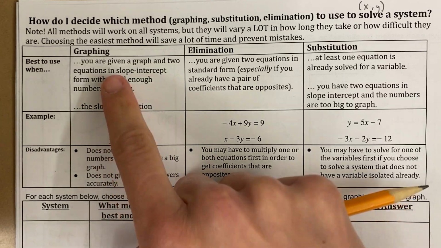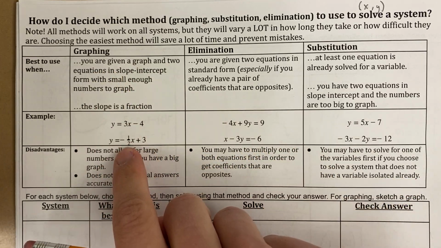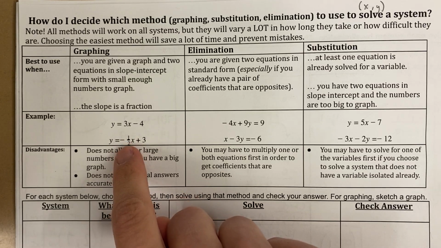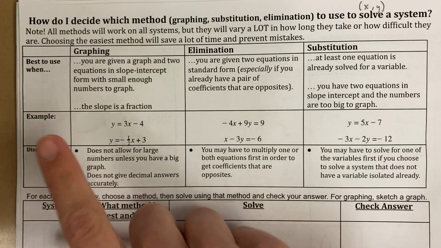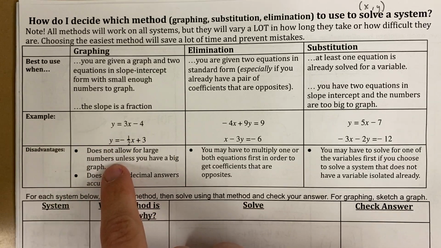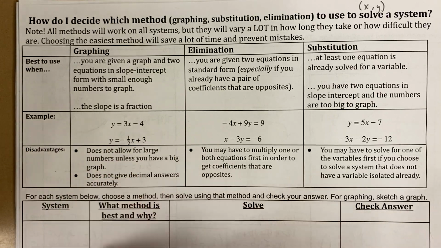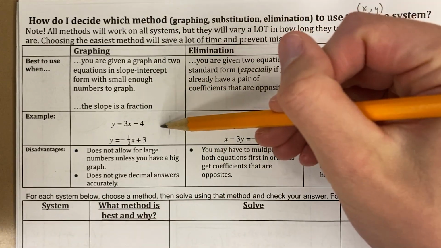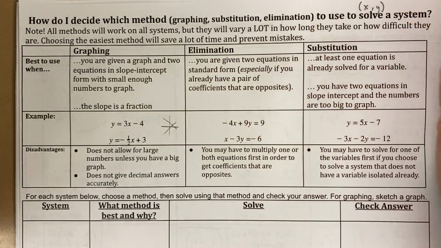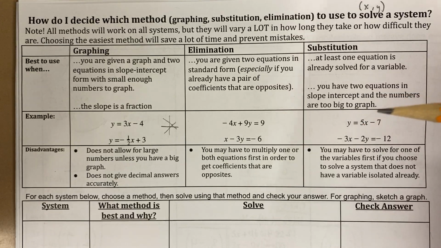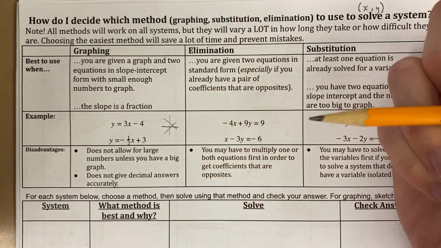The other thing that would maybe make you want to choose graphing is if the slope is a fraction, because fractions are really easy to graph. But it would be kind of annoying if you use substitution, you would have to do math with a fraction, which is not horrible, but whatever. So the disadvantages of graphing, right, is that it doesn't allow for large numbers unless you have a big graph, which you usually don't. And it doesn't give decimal answers accurately. Like if I were to graph an equation, and they intersected and it wasn't quite on the grid lines, it'd be pretty hard to say, oh, that's 2.27, right? We couldn't really read that off a graph.